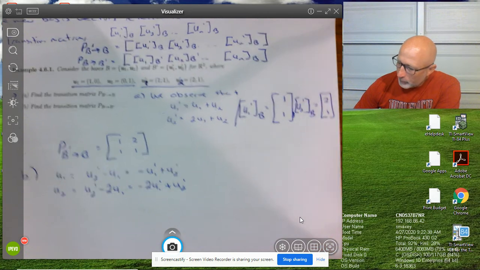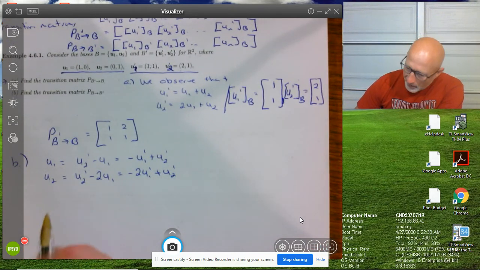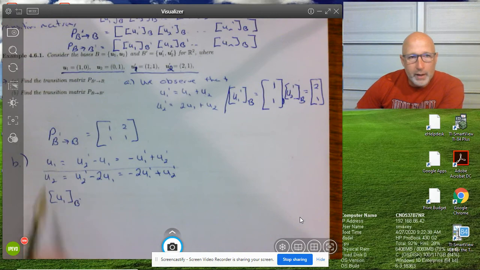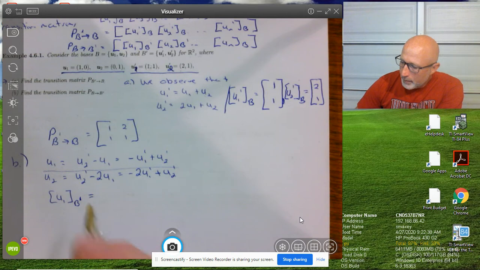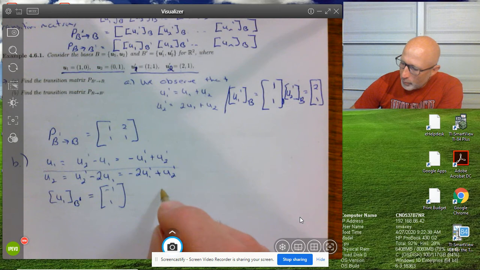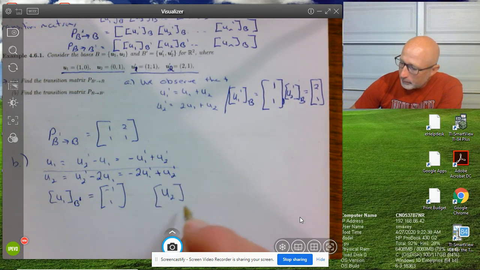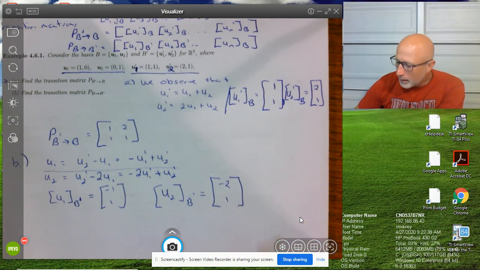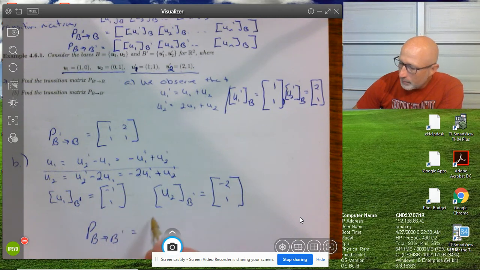So therefore, what do we know? I know that U1 under the basis B prime, because that's what I did, I rewrote U1 as a linear combination of the basis B prime, is going to be equal to the vector negative 1, 1. And furthermore, U2 under the basis B prime is going to be the vector negative 2, 1. So what I know then is the transition matrix from B onto B prime is going to be given as negative 1, 1, negative 2, 1.